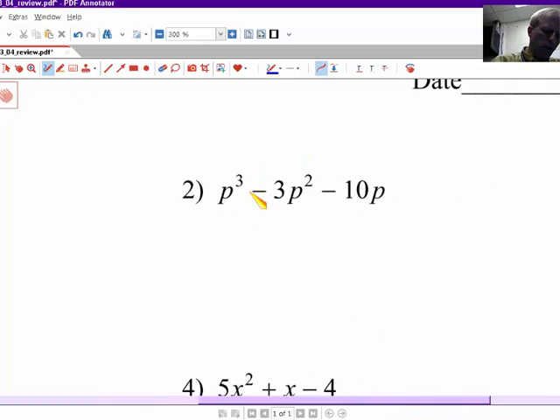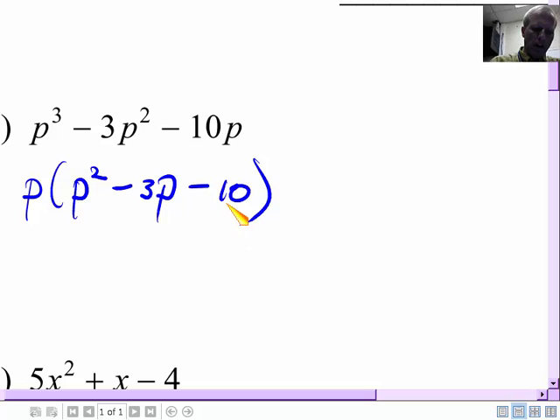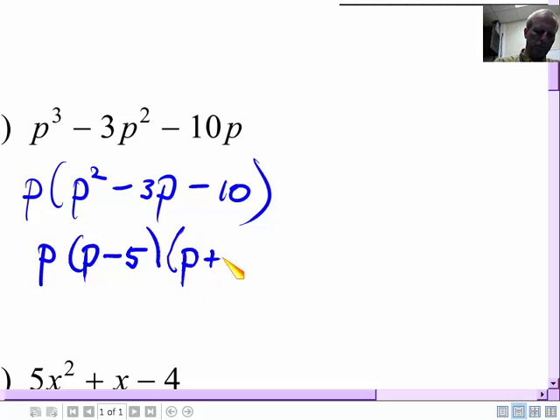Okay, number 2, also a GCF of p. So I'm going to bring out the p. And now I need two numbers that multiply to be 10 and add up to negative 3. That would be negative 5 and positive 2. And that is my factored form.